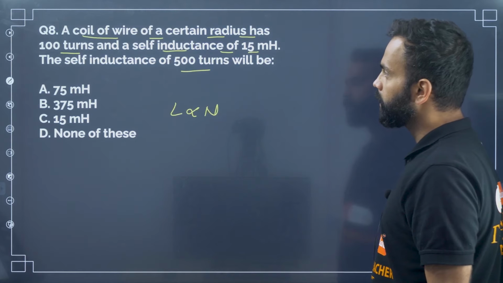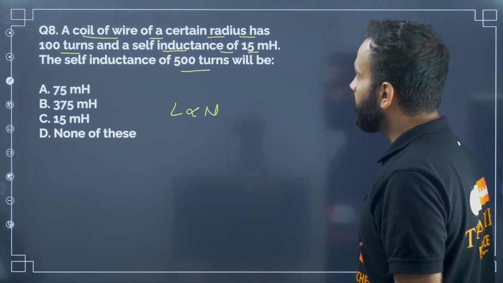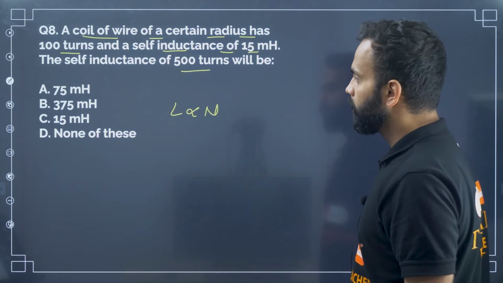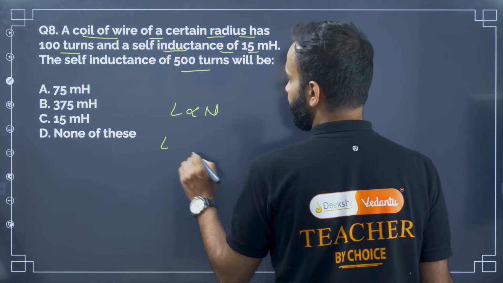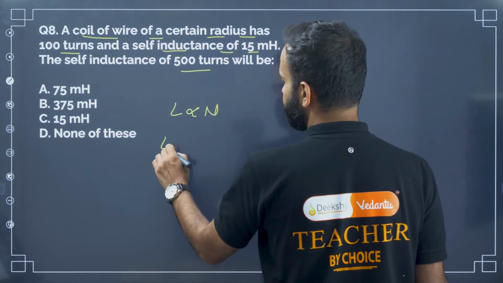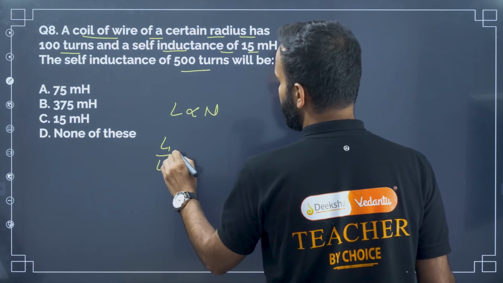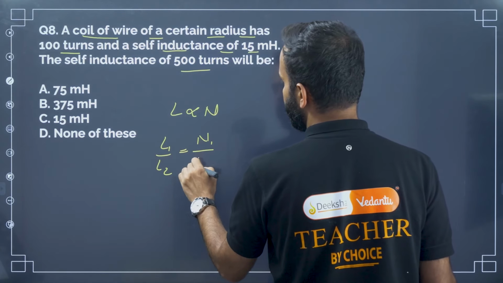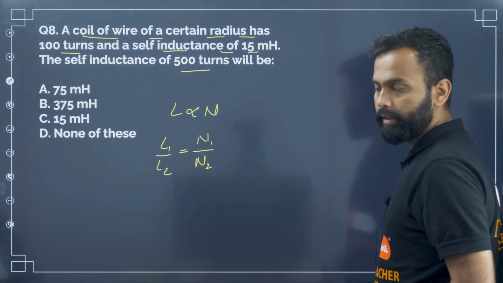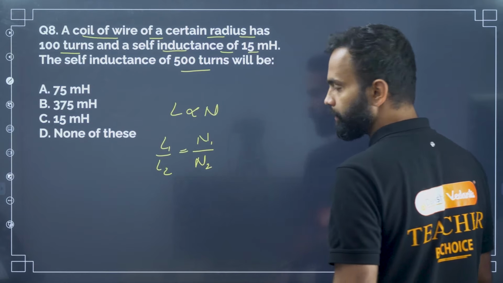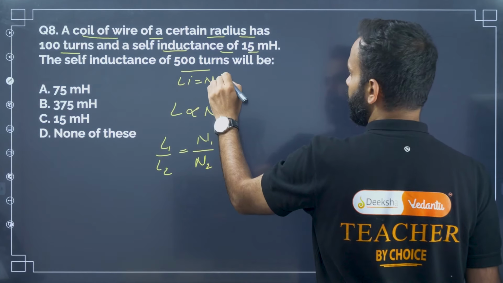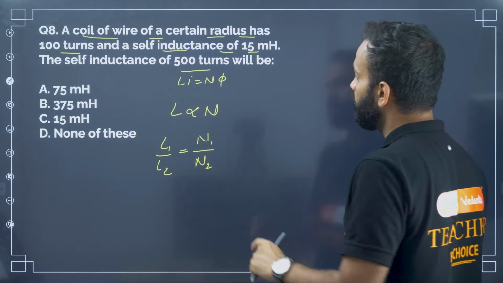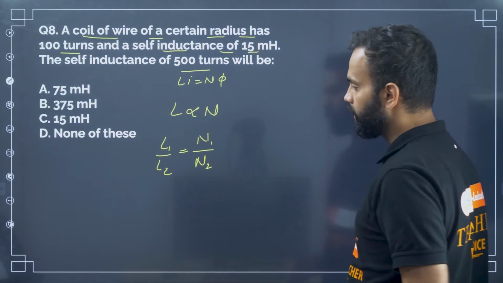Self-inductance is directly proportional to the number of turns in the coil. Here the current through the coil is the same. So L1 divided by L2 is equal to N1 divided by N2. Remember, L into I equals N into phi, so L is directly proportional to N.